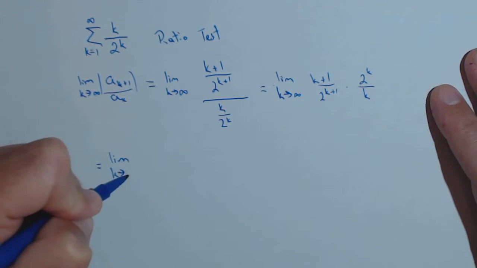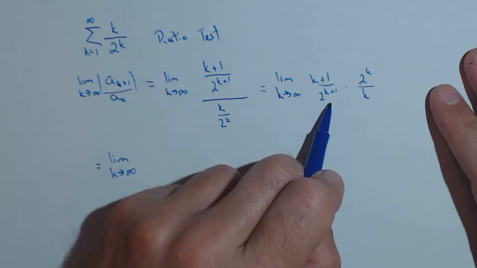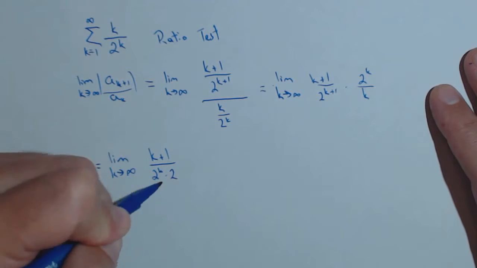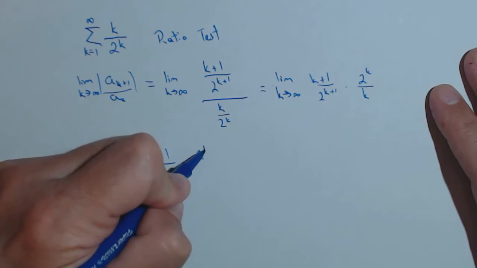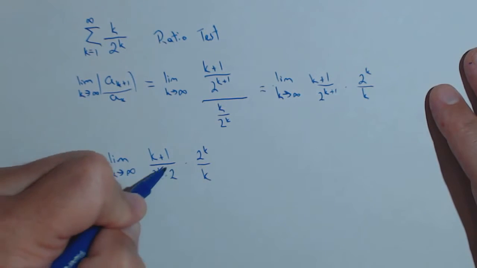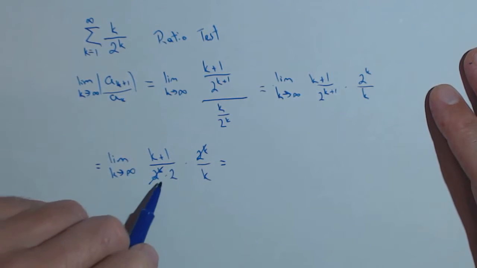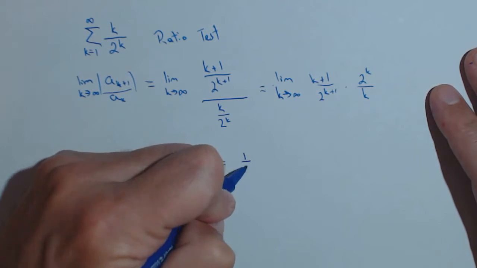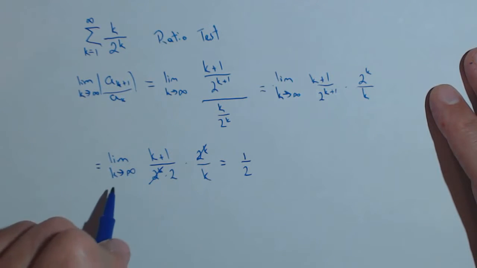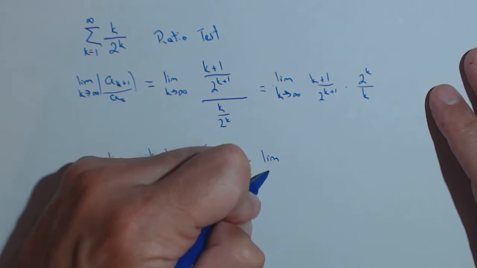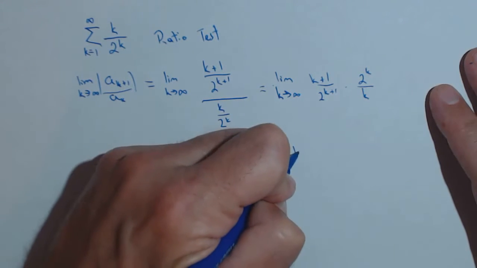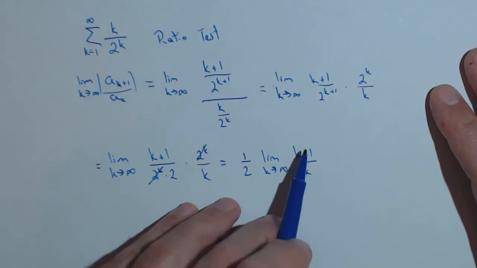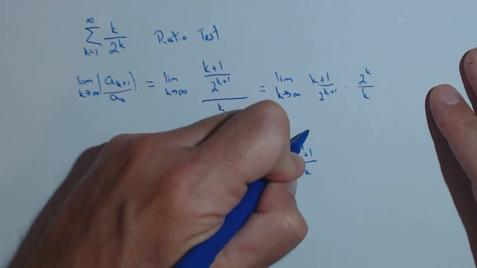So we have the limit as k goes to infinity. This can be rewritten. So I have k plus 1 over, this can be rewritten as 2 to the k times 2. And now I have 2 to the k over k. Those 2 to the k's are going to cancel. That 2 can be pulled out in front of the limit because it doesn't depend on k. Now it's in the denominator, so it's actually a 1/2 being multiplied by the whole ratio. Limit as k goes to infinity of k plus 1 over k. One step of L'Hopital's rule very easily will show that this limit equals 1.